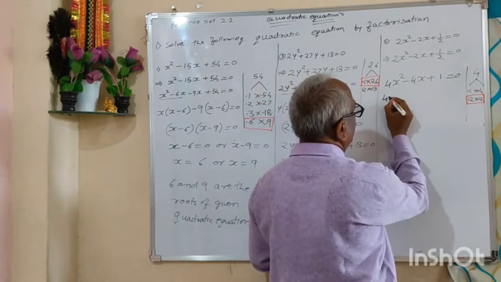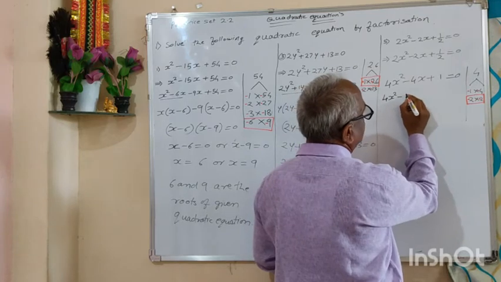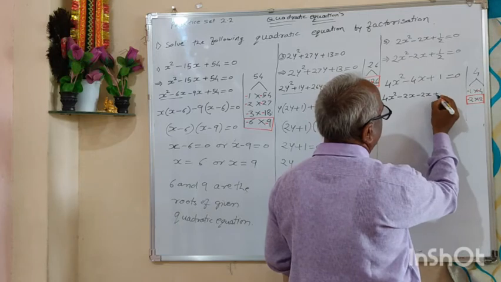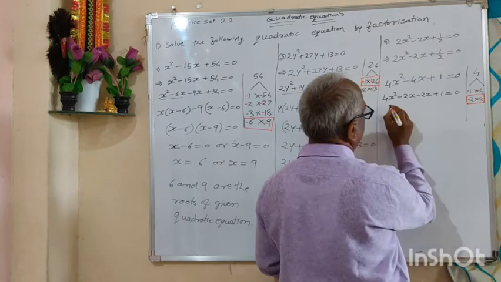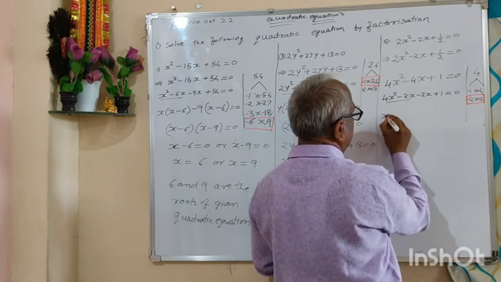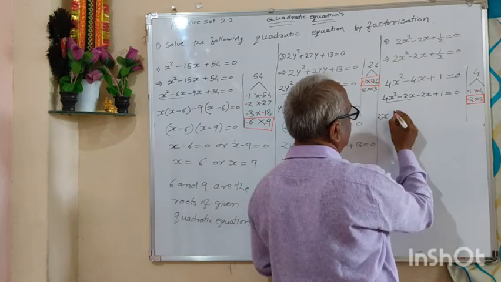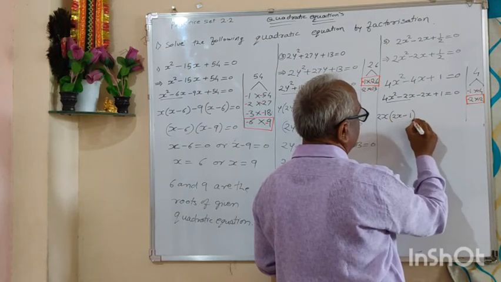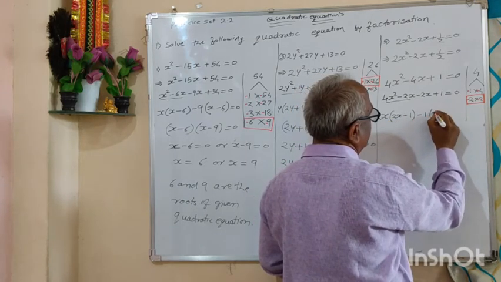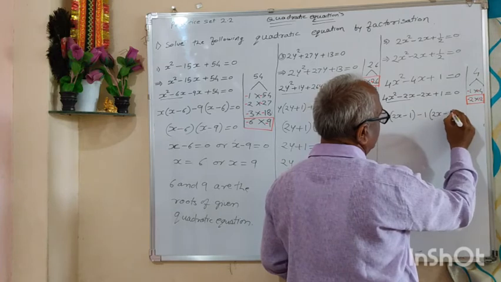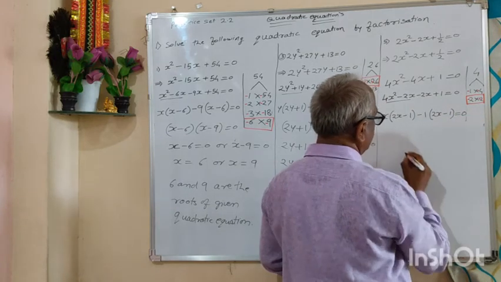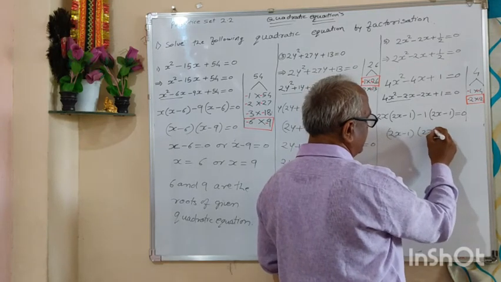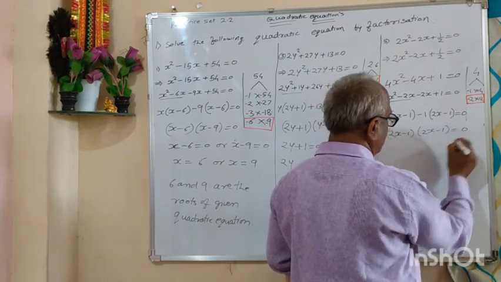Now here 4x square minus 2x minus 2x plus 1 is equal to 0. Now from this, 2x is common. Inside the bracket, 2x minus 1, minus 1 is common. Inside the bracket, 2x minus 1 is equal to 0. 2x minus 1 in another bracket, again 2x minus 1 is equal to 0.